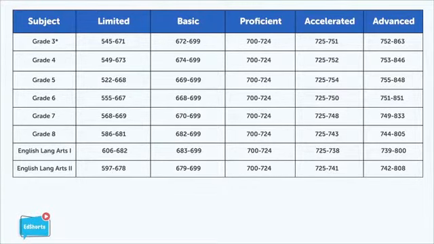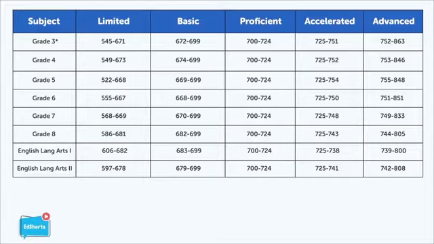Limited. A student performing at the limited level demonstrates a minimal command of Ohio's learning standards and has an emerging ability to understand the grade level concepts. Basic. A student performing at the basic level demonstrates an appropriate command of Ohio's learning standards and has a general ability to understand the grade level concepts.